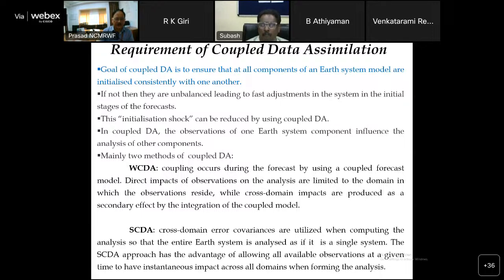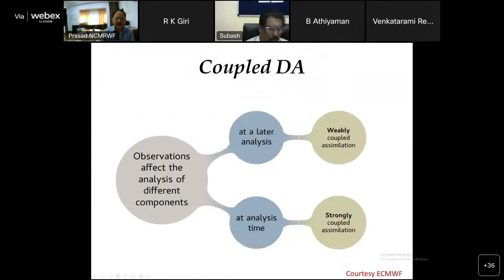Weakly coupled data assimilation is possible. In weakly coupled assimilation, the assimilations are carried out on their own domains, that is, the ocean assimilation and the atmospheric assimilation, and while running the model, cross-domain impacts are used. Whereas in strongly coupled assimilation, even at the assimilation stage itself, we use both ocean and land data together. But at present, the weakly coupled assimilation is in place.